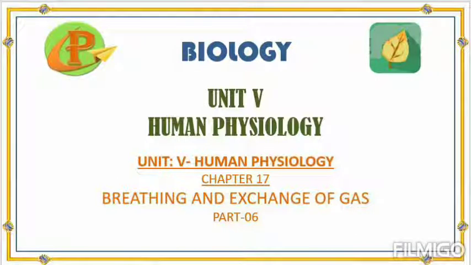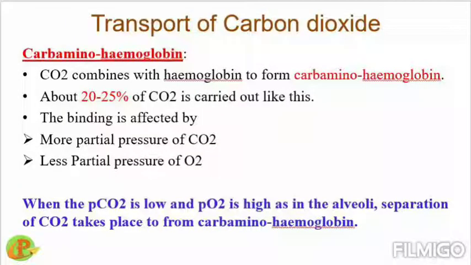In our previous part, we have read about the transportation of oxygen. Today, we'll see how carbon dioxide is transported in the blood and what other things are left in this chapter. We know that carbon dioxide can be transported as carbaminohemoglobin, like attaching with the hemoglobin. Most of the carbon dioxide is transported as bicarbonate ions, and 7% carbon dioxide is dissolved in the plasma. So let's begin with the carbaminohemoglobin.